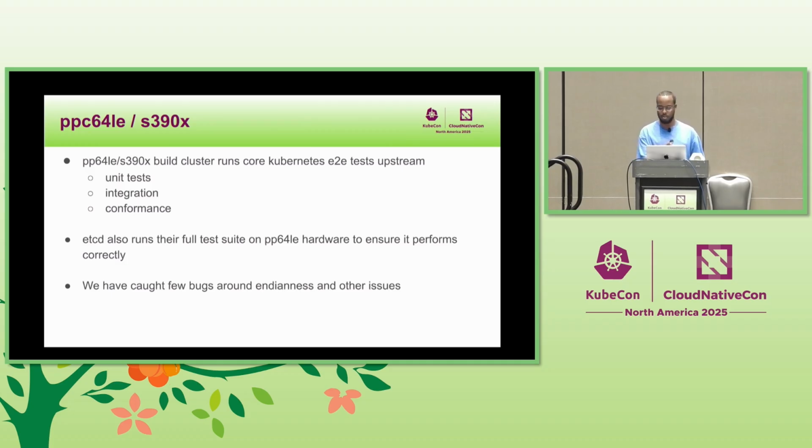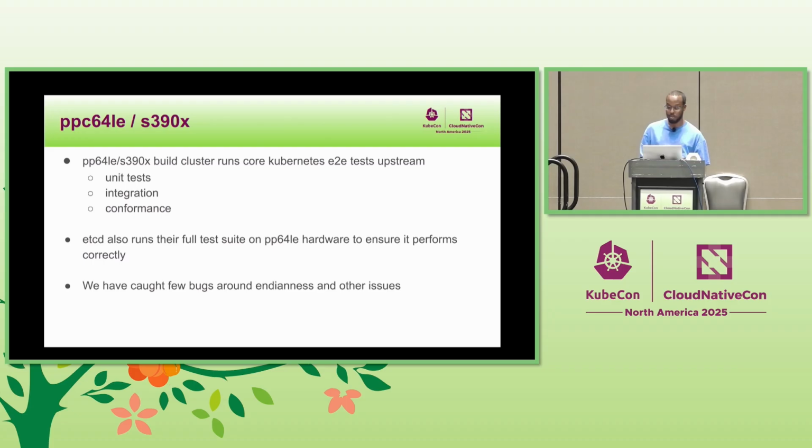As I mentioned earlier, these two architectures, so we have a pair of build clusters, a static cluster of about 10 nodes each. And they're running core Kubernetes e2e tests upstream. So some unit tests, integration tests, conformance, and a couple of other test suites. etcd also runs their full test suite on this hardware to ensure that it performs correctly. So all their various test suites.